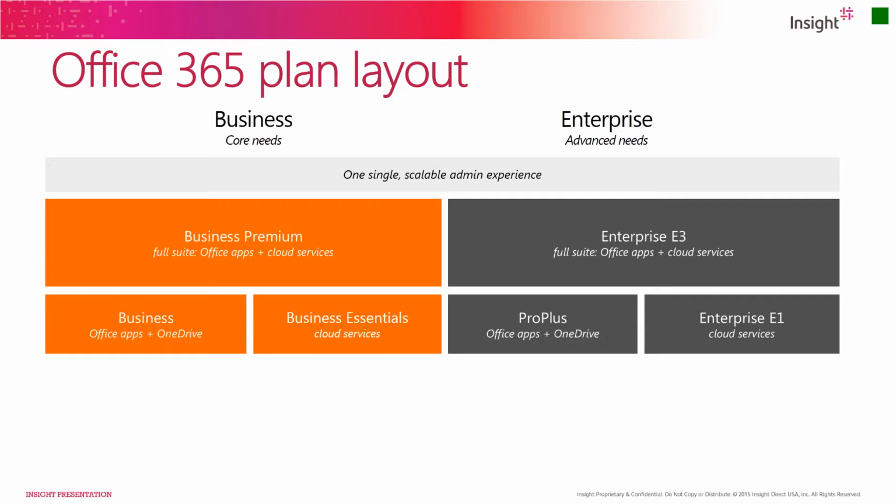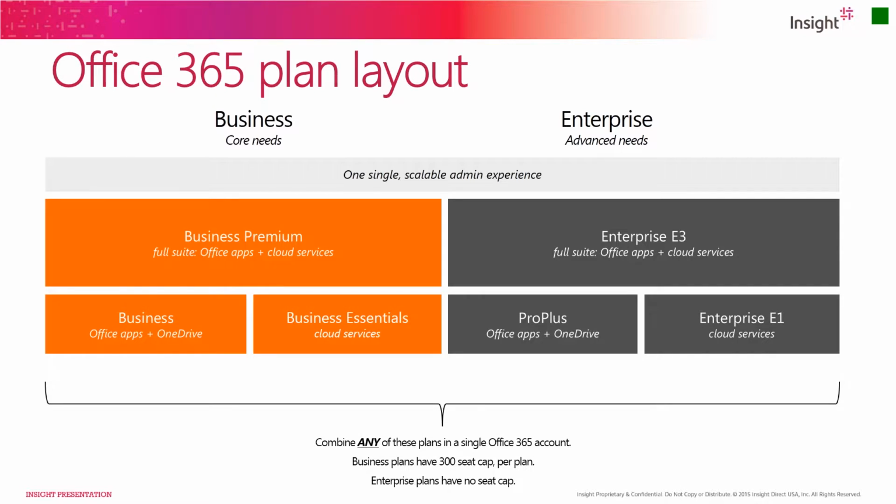We've got business plans, which are really for users with core needs, basic needs, who just want to get Office, who just want to get Exchange, and this is scalable to up to 300 users. We've then got the enterprise plans, where it may be users with advanced needs, and this is actually unlimited in terms of its scalability. Now, the real benefit here is that you can mix and match these plans depending on the actual requirements of the user.